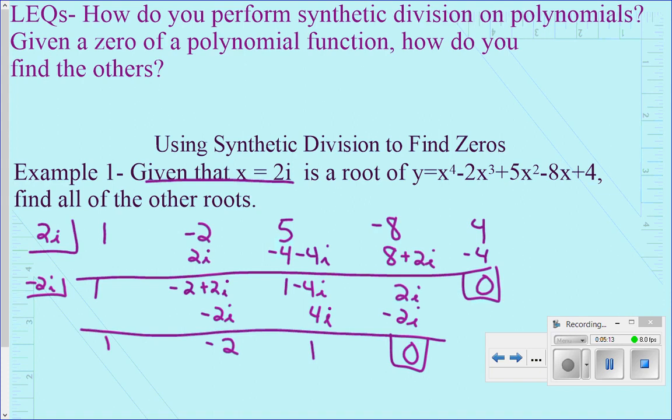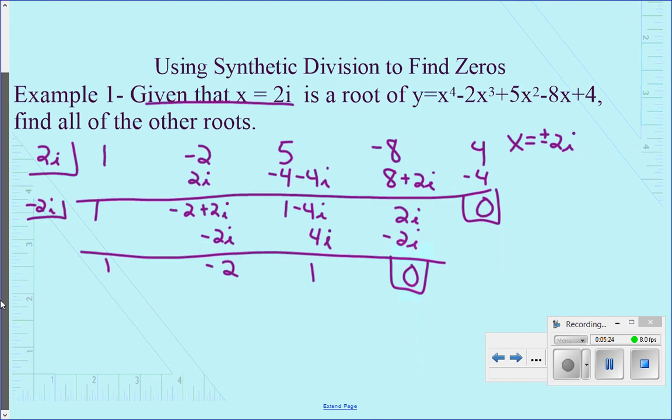So we've just confirmed that x equals positive 2i and negative 2i are roots, which we already knew, but we've confirmed it. But more importantly, because we ran through synthetic division twice, now we have 2 degrees less than the original dividend. So that would be x squared. So I have 1x squared minus 2x plus 1 equals 0. So I'm going to now solve that. It looks like that factors.